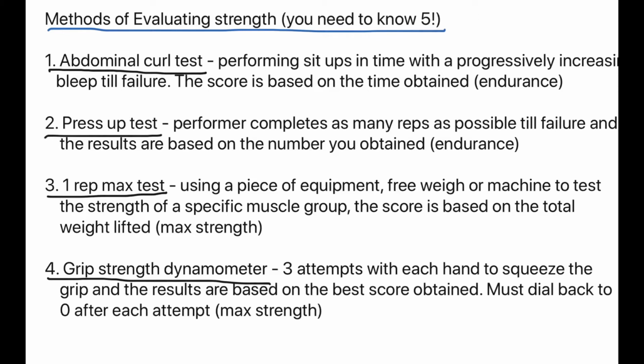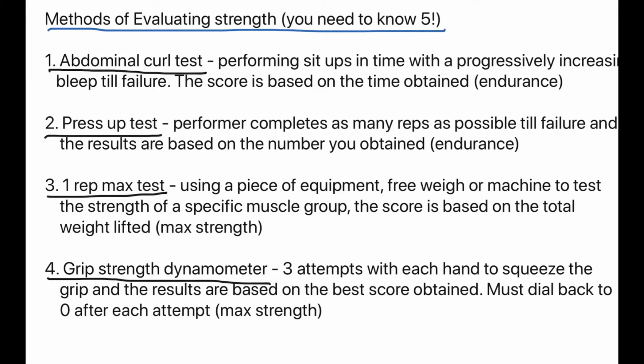The first one is the abdominal curl test, which is performing sit-ups with progressively increasing bleeps until failure, and the score is based on the time you've obtained. Say there's a bleep every 5 seconds, and it progresses down to every 1 second. The total duration of time that you can manage to do sit-ups in time with the bleep is the score. Then you look at the standardized results table, and that will test your strength endurance.